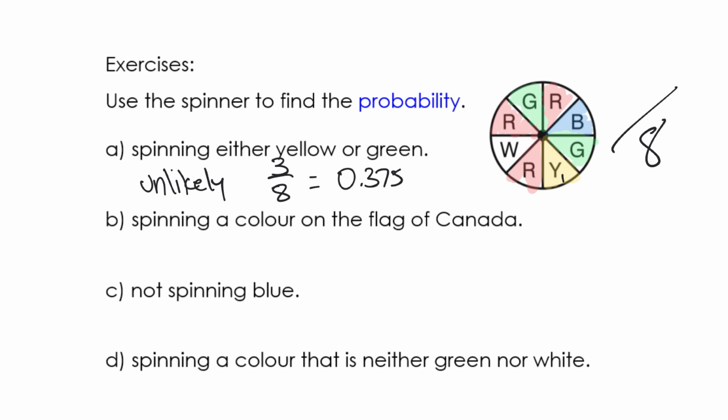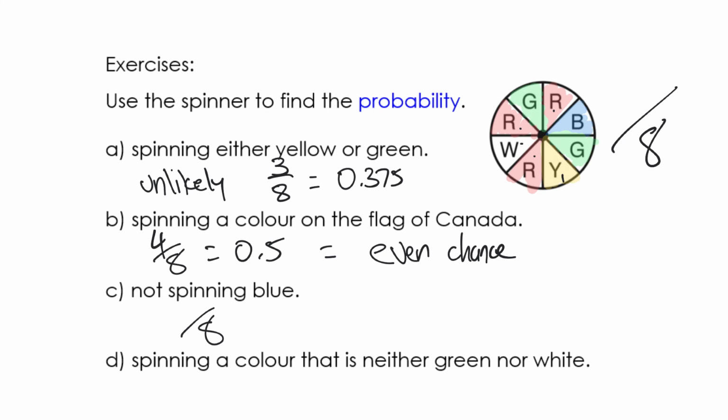Spinning a color on the flag of Canada. Well, there's 8 in total. Red and white are the Canadian colors. So there's 1, 2, 3, 4. 4 out of 8 equals 0.5, which would mean this is an even chance. Not spinning blue. Well, there's 7 non-blues. That will give you that decimal, which means it's likely.